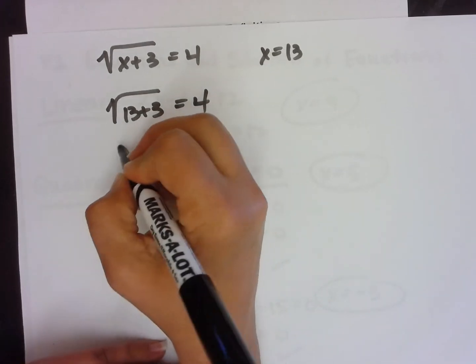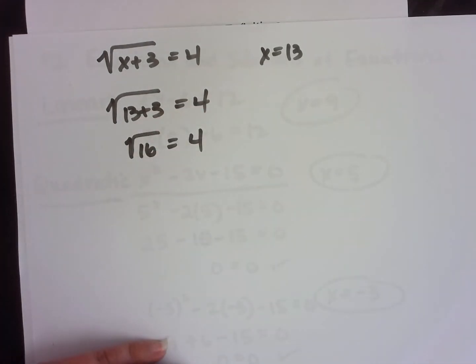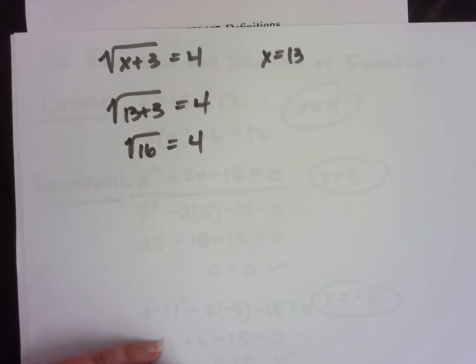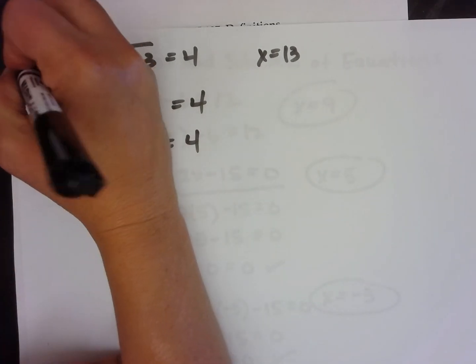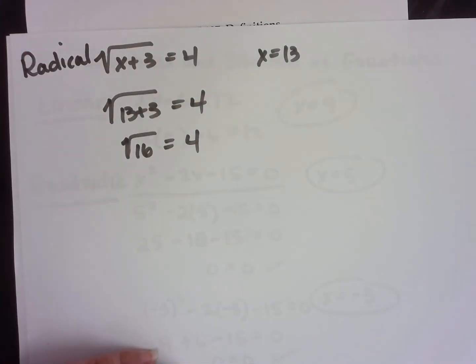And since 13 plus 3 is 16, that is in fact 4. So again, x equals 13 would be a solution to this, which is actually what we call a radical equation. Again, this is just some terminology I'm trying to get you used to right now.